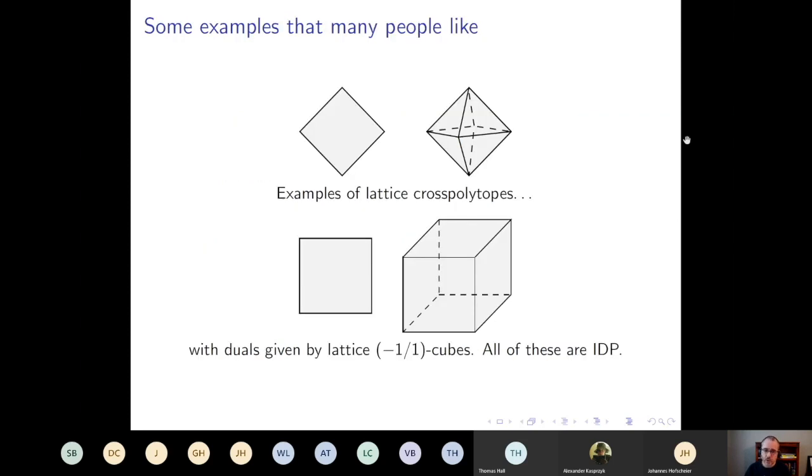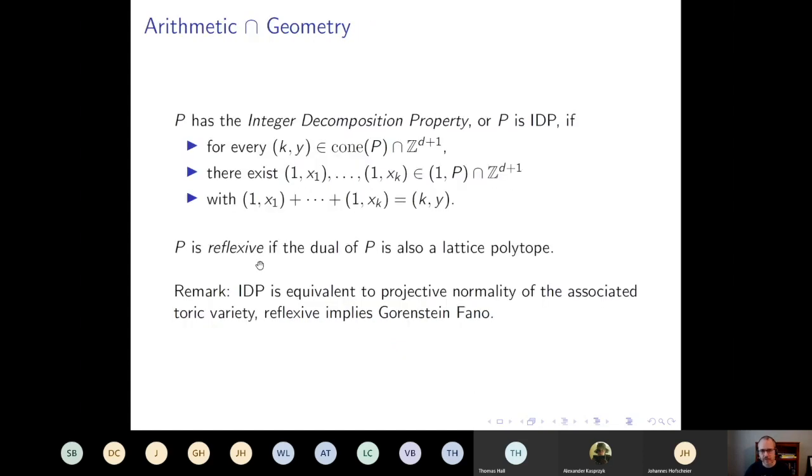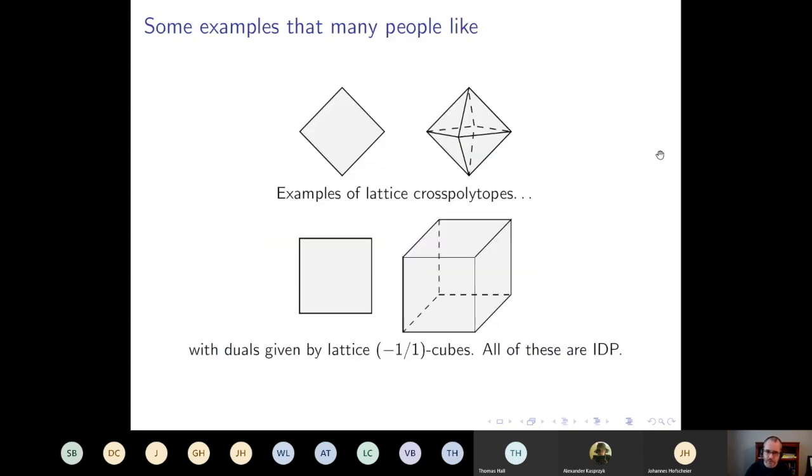All right, so just some basic examples, if you haven't seen these, are lattice cross polytopes. These are the convex hull of all the standard basis vectors and their negatives. If you take the dual polytope to those, you get the [-1,1] cube. And I think I didn't say P is reflexive if the dual of P is also a lattice polytope. So these are the two conditions I'm interested in. And these are just standard examples.